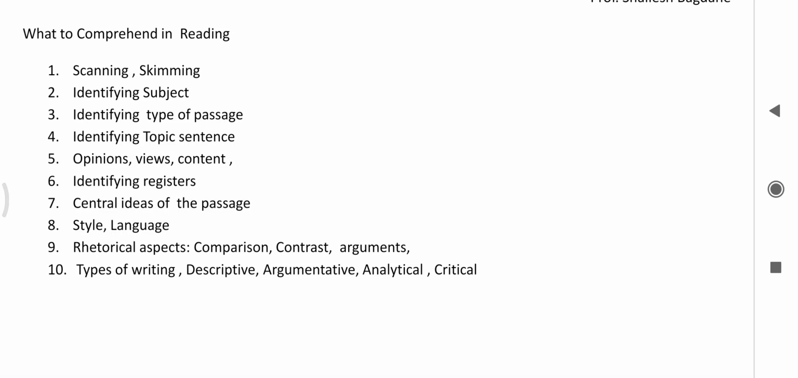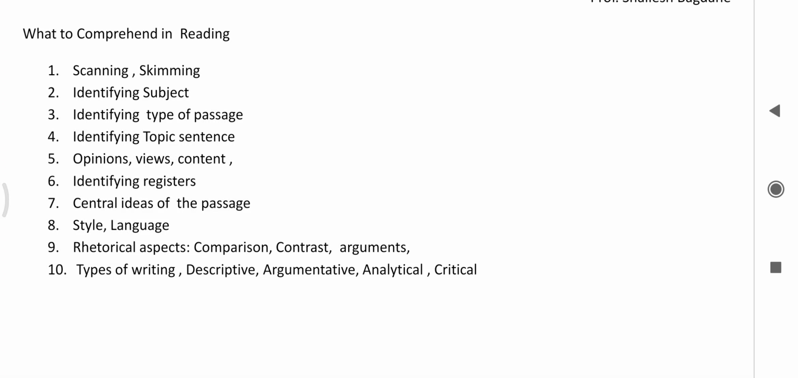Now the next important thing is to go through in what category the passage may be categorized, from which field. See how the language has been used. So when reading, you need to understand the type of passage.